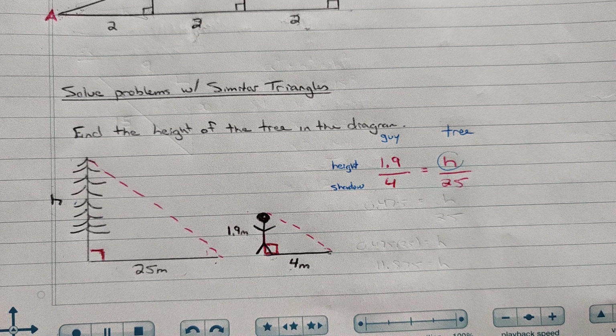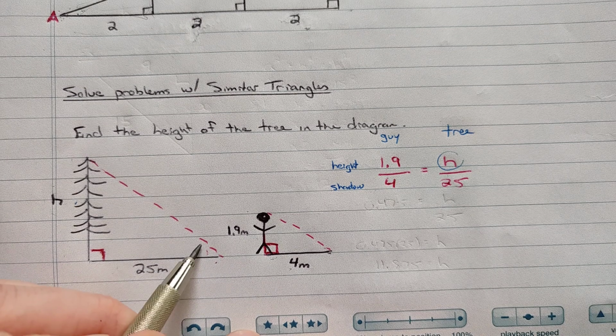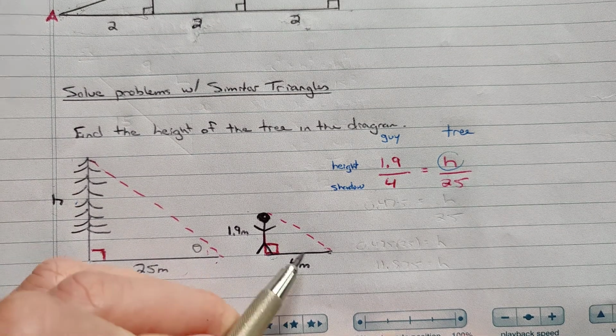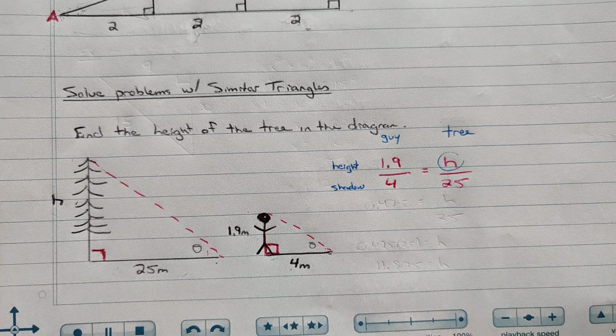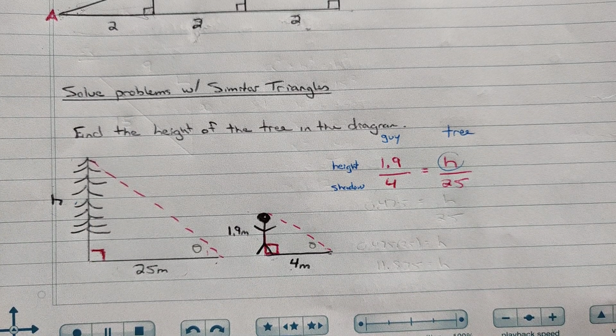As long as you're near each other. If you're 100 miles away, it's going to be different, but if you're within a few meters, you're probably going to be fine. So the angle here, call it theta, is going to be the same. They're both right angle triangles, and thus we have these similar triangles. So that's why we can set this up, because they are similar triangles.